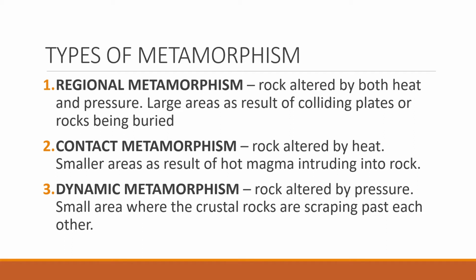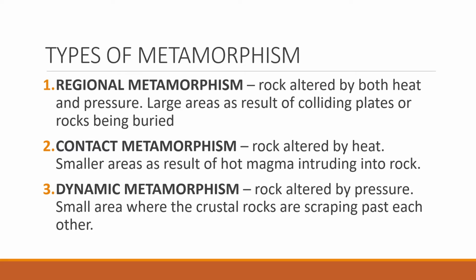There's regional metamorphism, where the rock is altered by both heat and pressure. It's usually a large area that has had this change, resulting from colliding plates or rocks being buried. Number two is contact metamorphism. This is where the rock has been altered only by heat, usually in small pockets, as a result of hot magma intruding into the rock. Number three, dynamic metamorphism, is a rock altered by pressure, in a small area where the crustal rocks are scraping past each other.